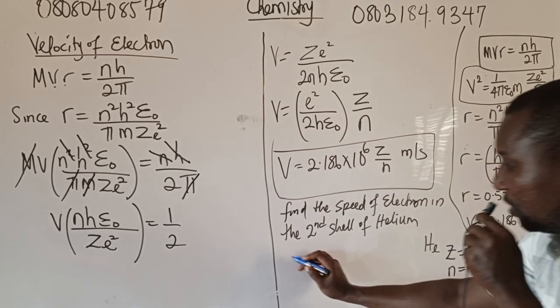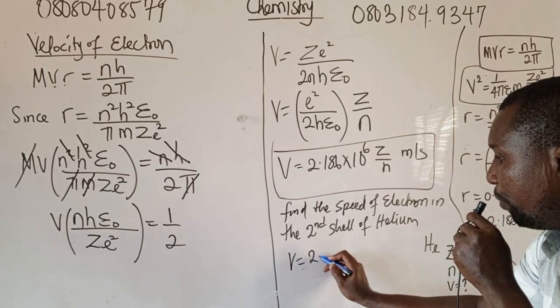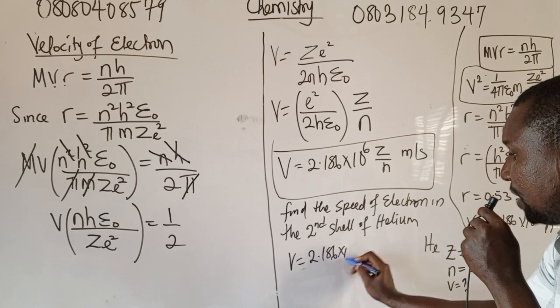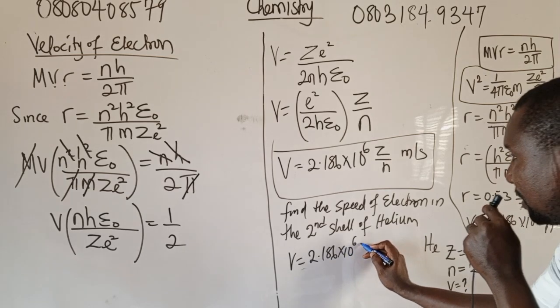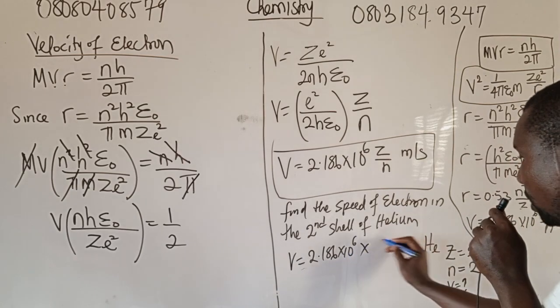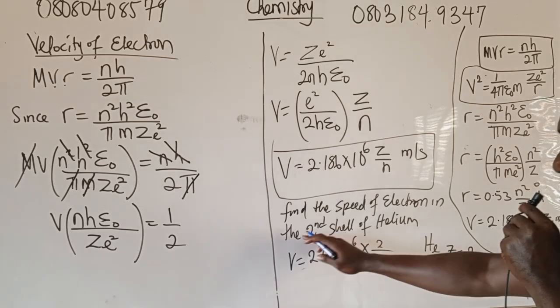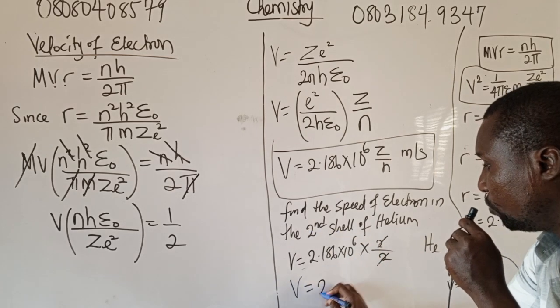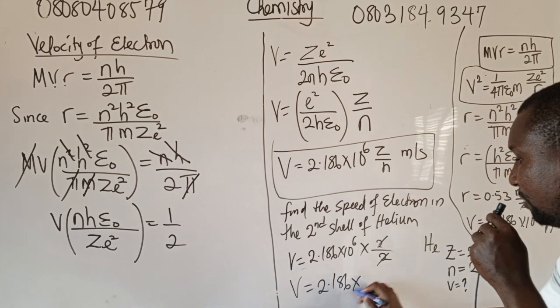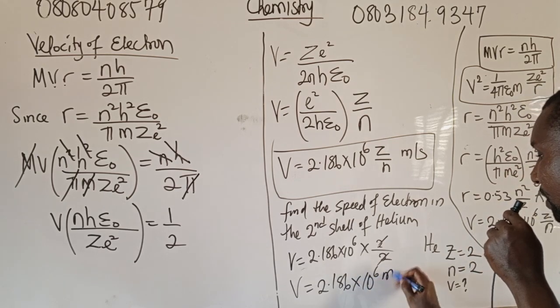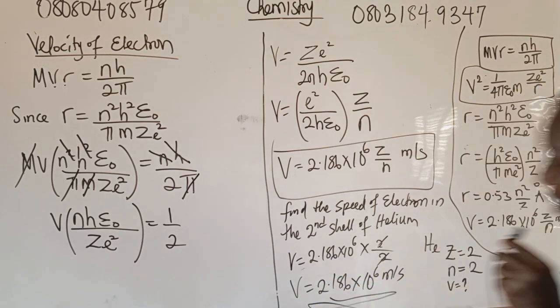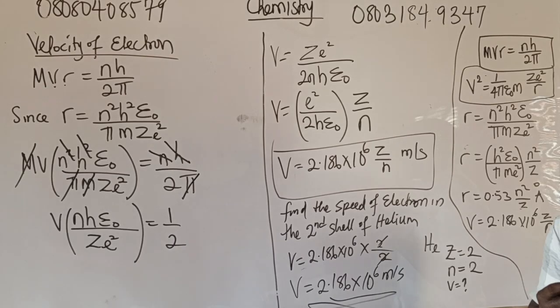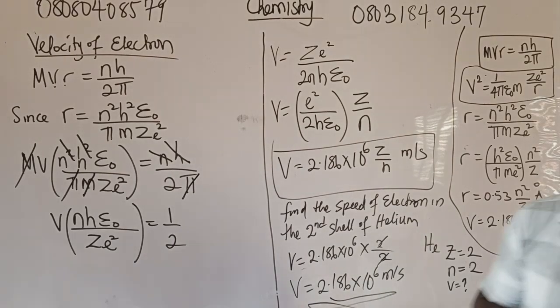Then substitute everything. We have V equals 2.186 times 10 raised to power 6 times Z, which is 2 for helium, over the second shell, 2. What happened? 2 cancels 2. I have V equals 2.186 times 10 raised to power 6 meters per second. That is the speed of the electron in the second shell of helium.